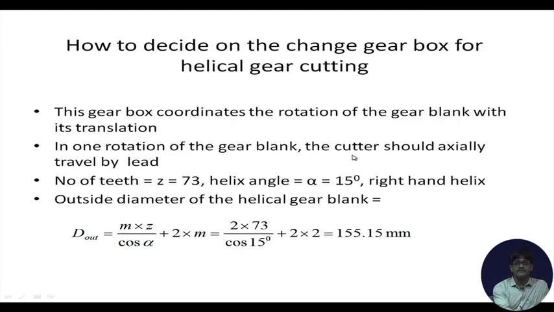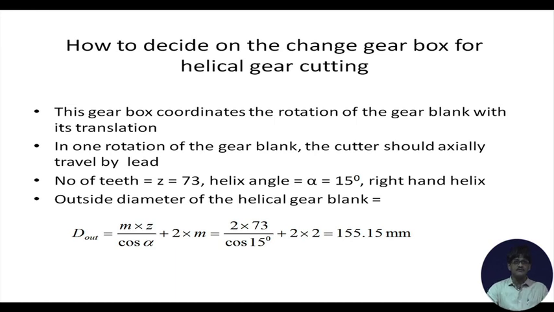Now, for the calculations. What are the calculations? How to decide the change gearbox for helical gear cutting. First of all, this gearbox coordinates the rotation of the gear blank with its translation. We have already discussed this at length. In one rotation of the gear blank, the cutter should actually travel by the lead. This is also accepted. Number of teeth is 73, helix angle alpha is 15 degrees, right hand helix. We will come back to right hand helix. For this calculation, it is not that important.